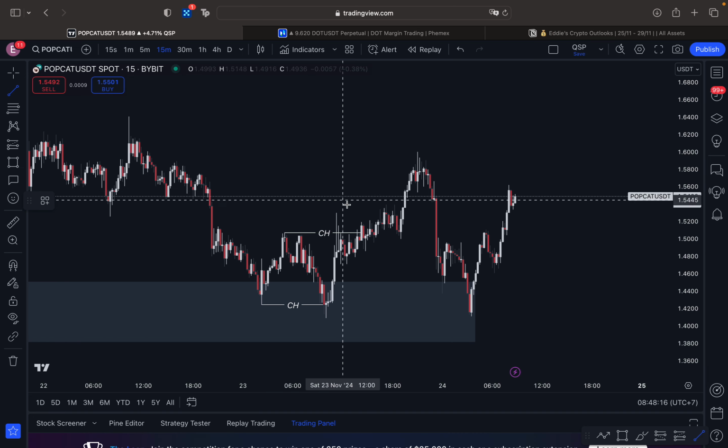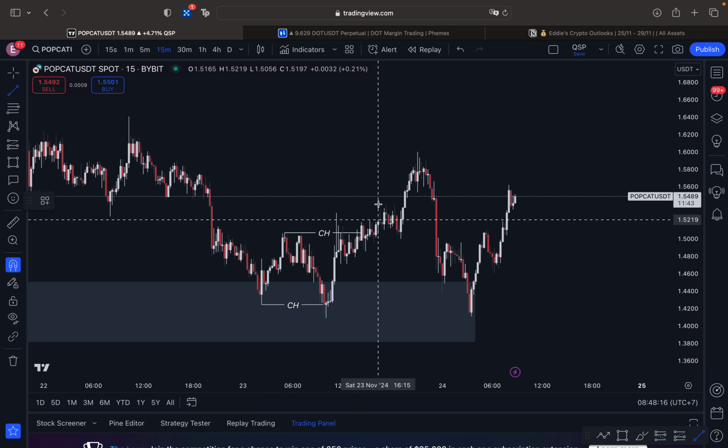And then a potential FBOSS here. And then what did price do? It created a demand zone. After the demand zone, price then rejected. So that's the structural confirmation it gave.